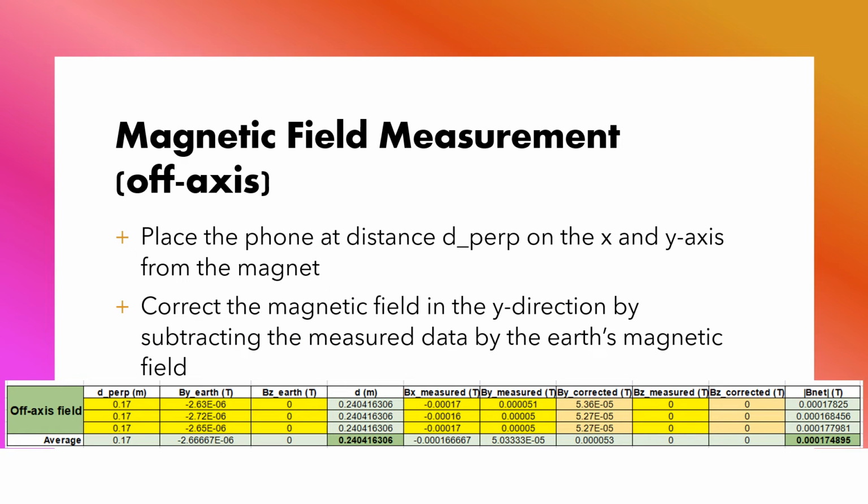This slide shows the magnetic field measurement off-axis. We need to place the phone at distance d perp on the x and y axis from the magnet, and we need to correct the magnetic field in the y direction by subtracting the Earth's magnetic field from the measured data.